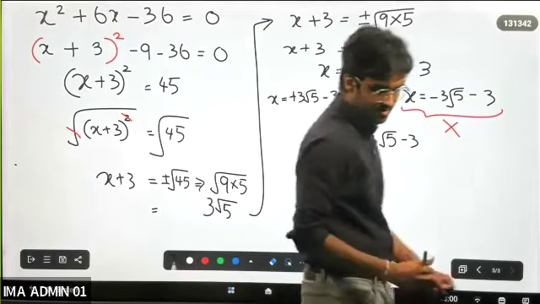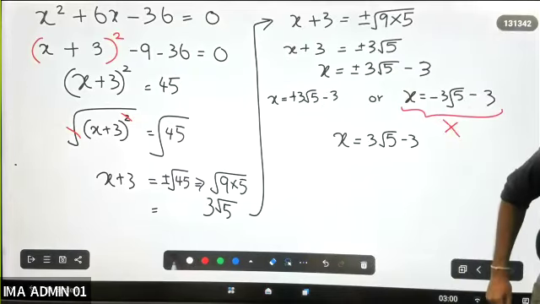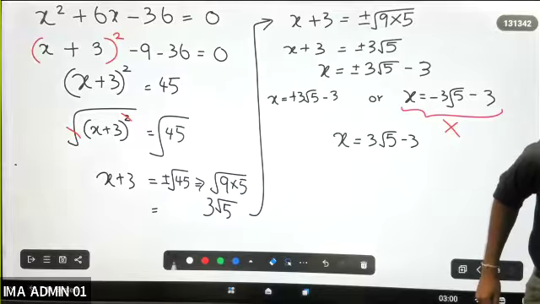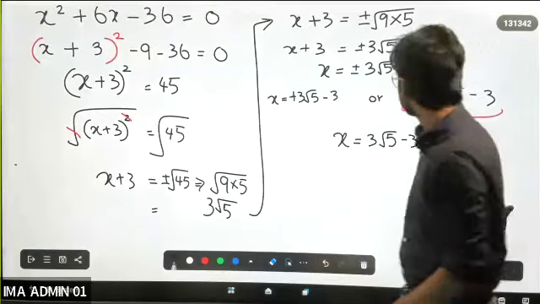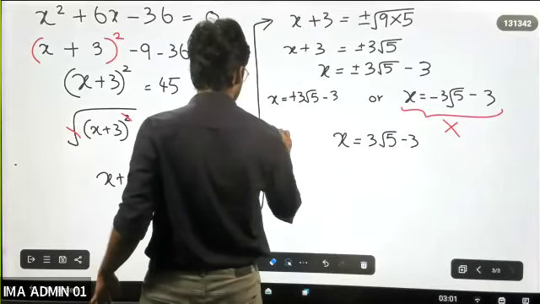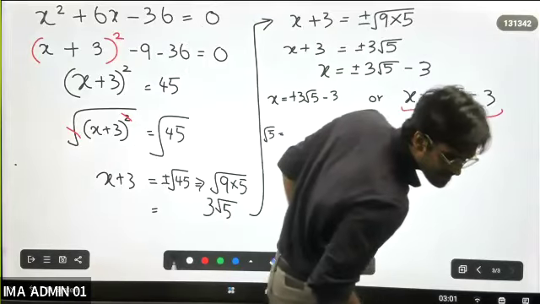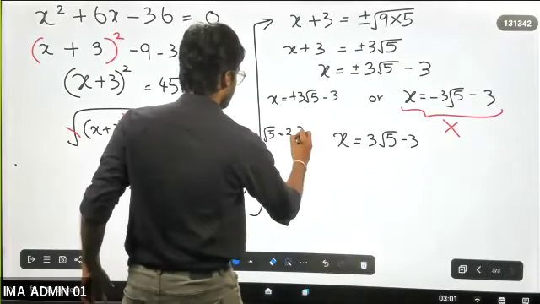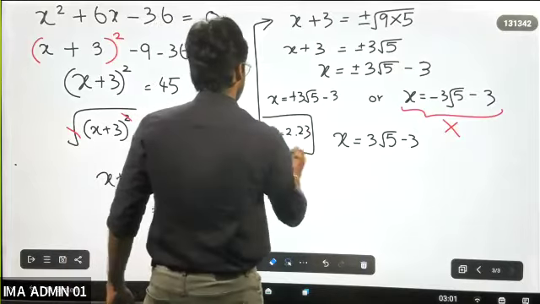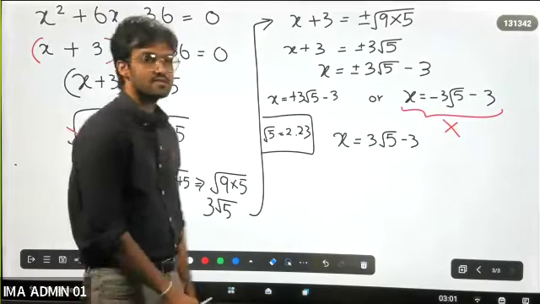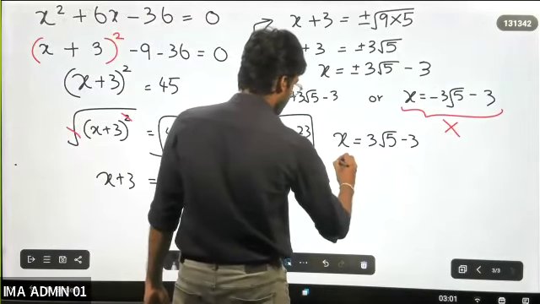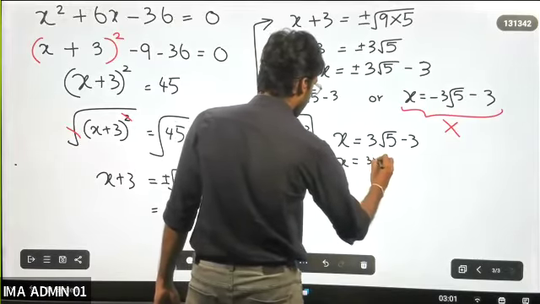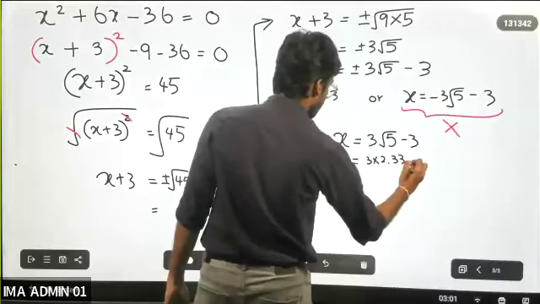I think we have been given some value for this square root 5, right? Yes, they have given a value. They have given root 5 as 2.23. They have given this as a fact or data. So then we can simply substitute this value into this equation. So x will be equal to 3 multiplied by 2.23 minus 3.